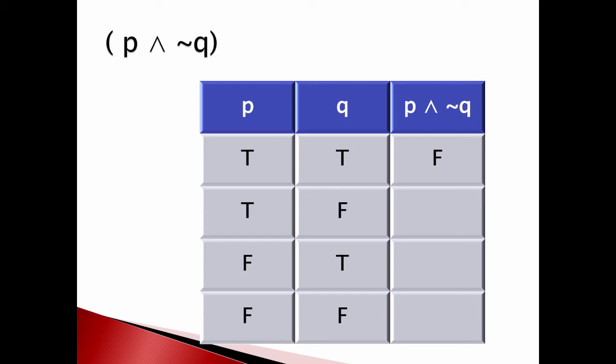P is true and not Q. So if P is true and Q is true, then the whole "and" would be false, because I'd have true and false. On the other hand, the second row gives me a true P and a false Q. So when I take the negation of Q, I get true again. So true and true gives me true in this row. The next row, I'll have false and false, so that becomes false. And the last line becomes false and true, which again is still false.